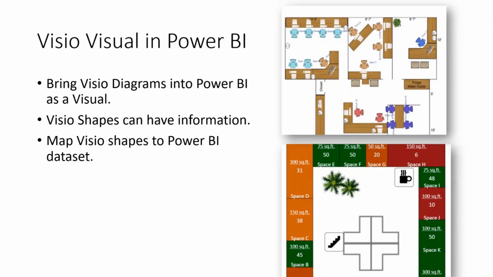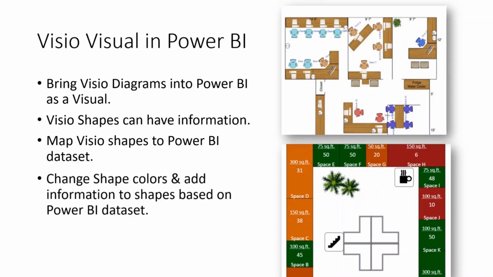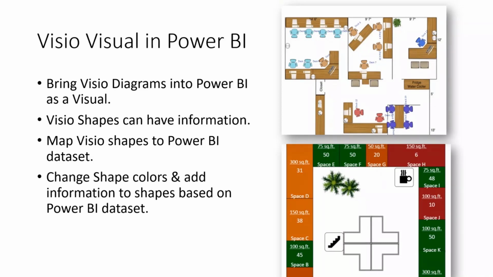And if the shape information, the unique key that you create for each shape, matches one of the fields in your dataset, you can actually have a relation created inside the Power BI report with your dataset and Microsoft Visio. And not just that, you can actually do a lot of things with this. You can change the colors of the shapes. You can add information to the shapes.